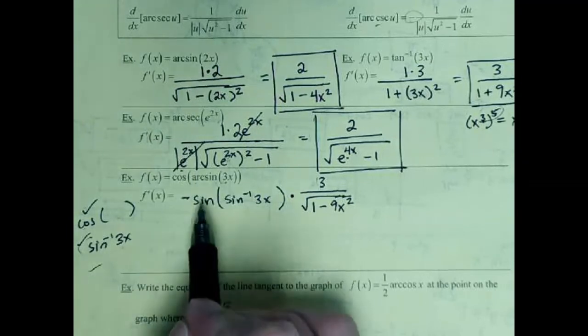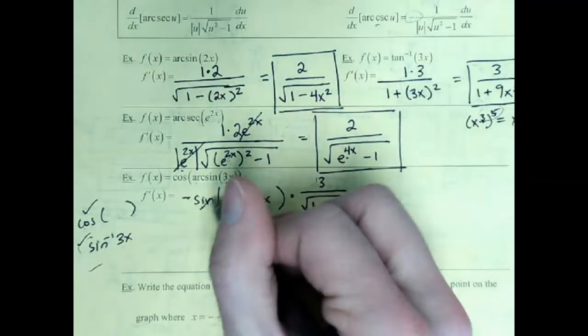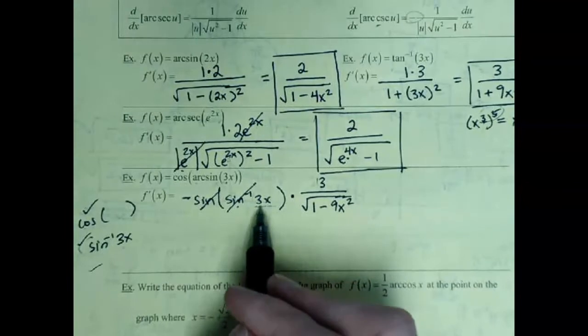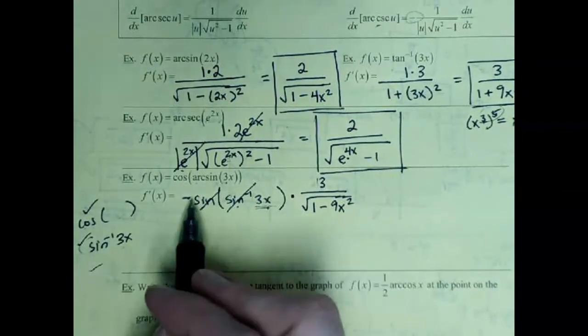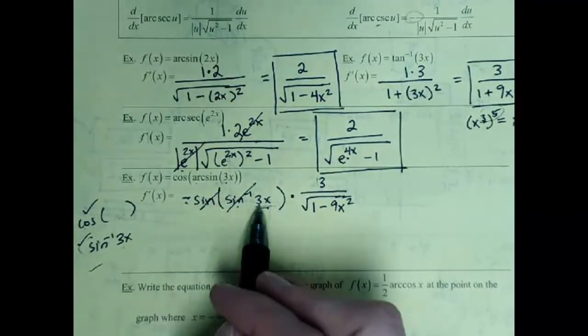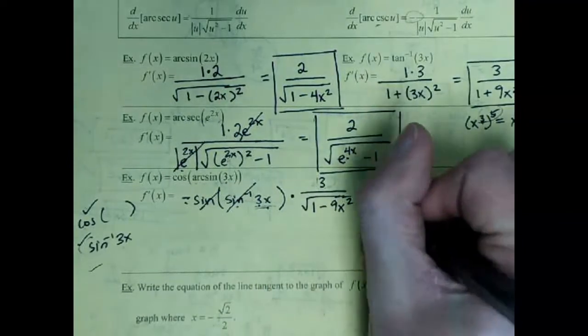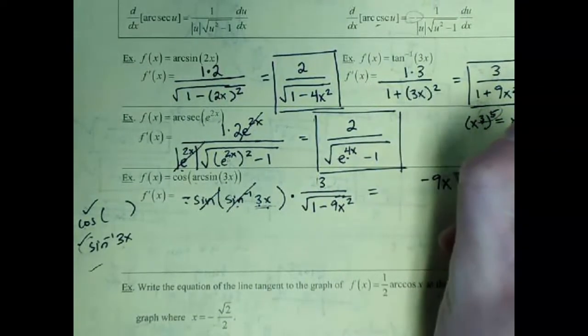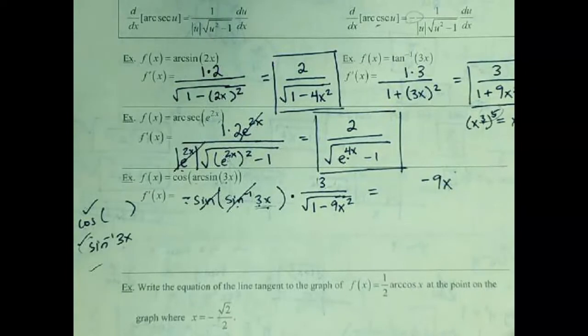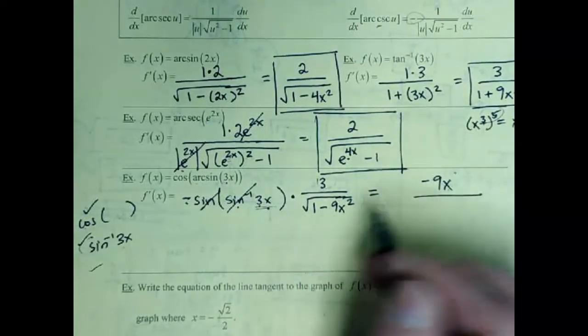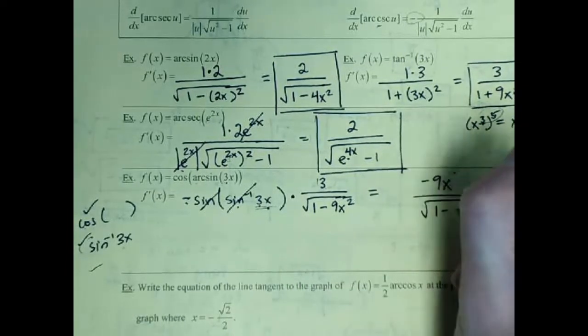The sine of sine inverse, since those are inverses of each other, they're going to cancel. Now, the 3x doesn't cancel, and the negative doesn't cancel. So the negative and the 3x, that's going to all combine up here, and I'm going to have a negative 9x, just a negative 9x, over all of this stuff, the square root of 1 minus 9x squared.